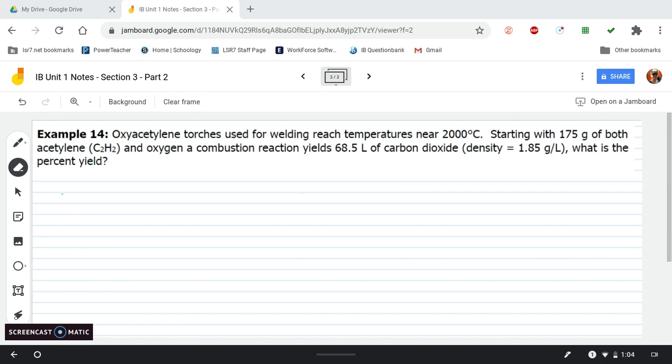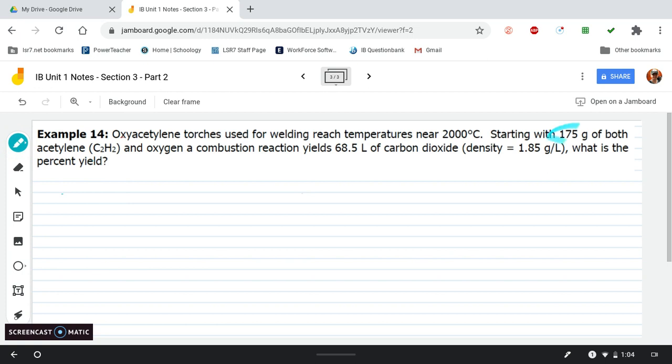Okay, so we're going to take a look at a problem here. It's kind of got a lot going on, which is good. And there's some points where I'm going to have you guys pause this so you can attempt this, see how you do. So we've got this torch, an oxyacetylene torch, and they tell us the temperature's around 2,000 degrees.